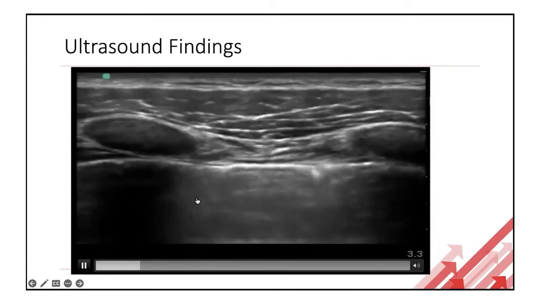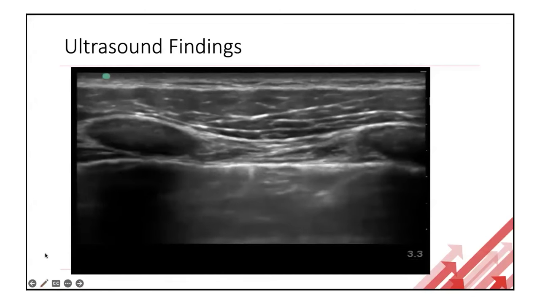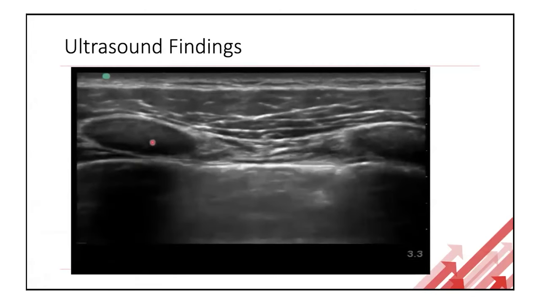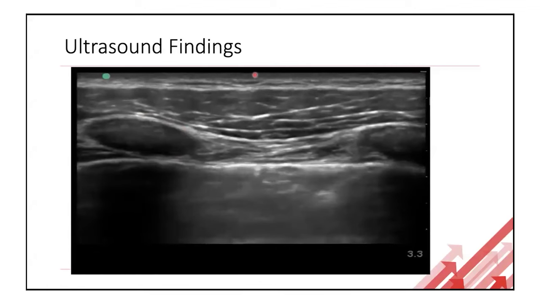Okay. Just another quick video just to reiterate some of that. So you can see the ribs are on the sides. Let me get my laser pointer. So this is a rib. At the top of the screen would be where the skin is. At the bottom of the screen is now deeper towards the lung, if you're thinking about the probe.